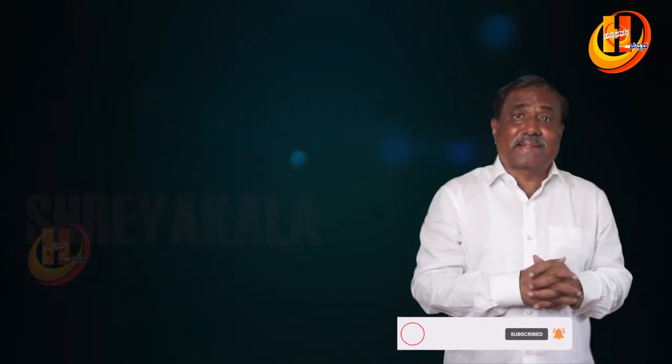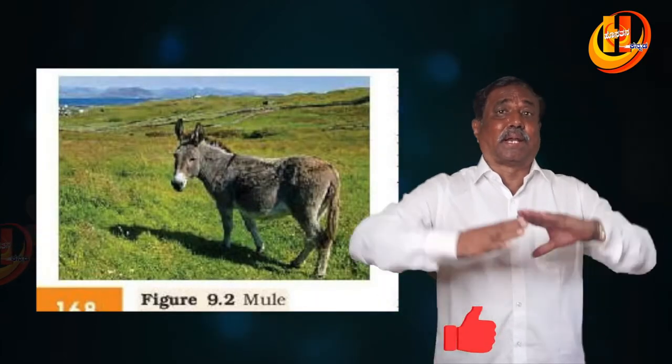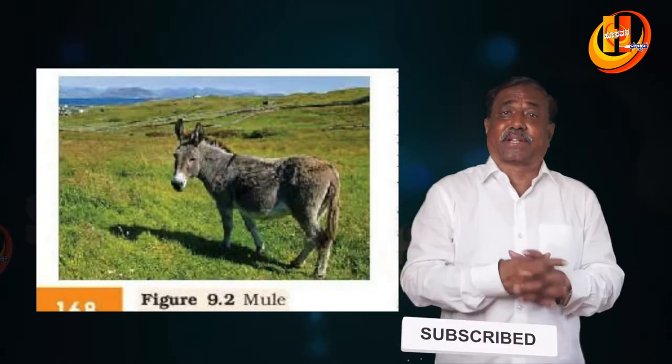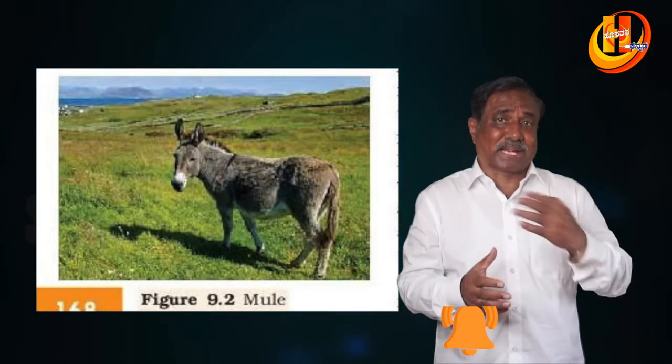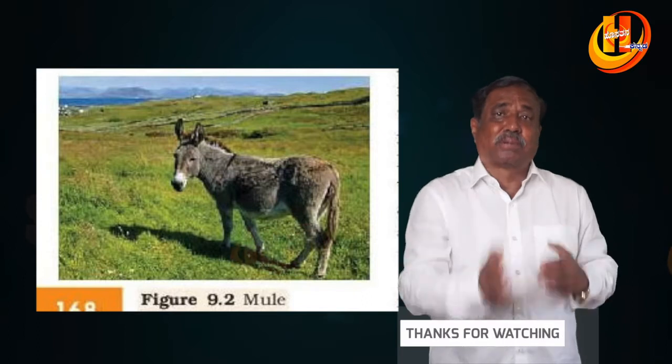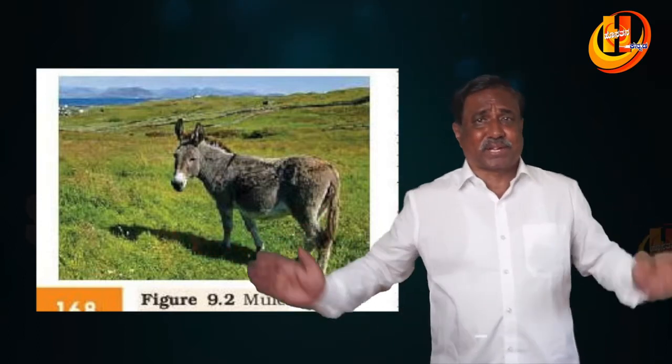And next to this, the interspecific hybridization. It is a cross between two different species. A male donkey and a female horse can be crossed to get the mule. This is an example for interspecific hybridization.